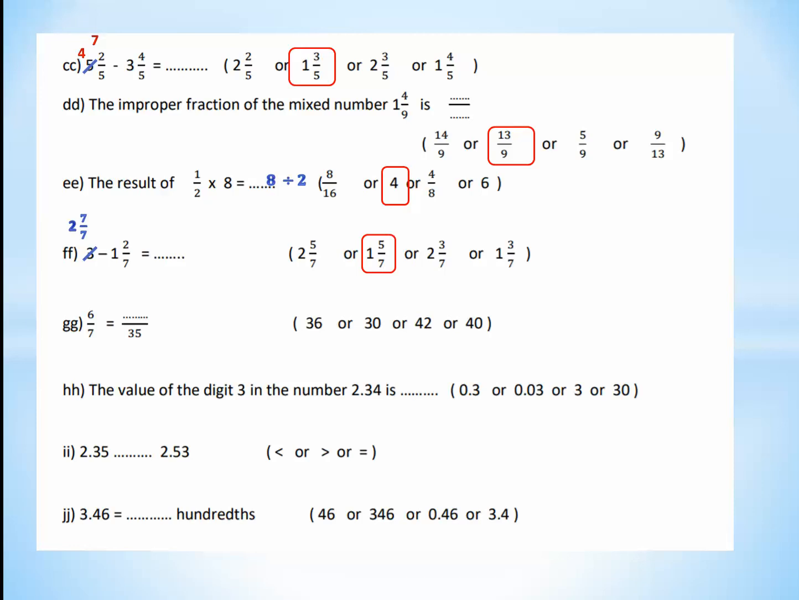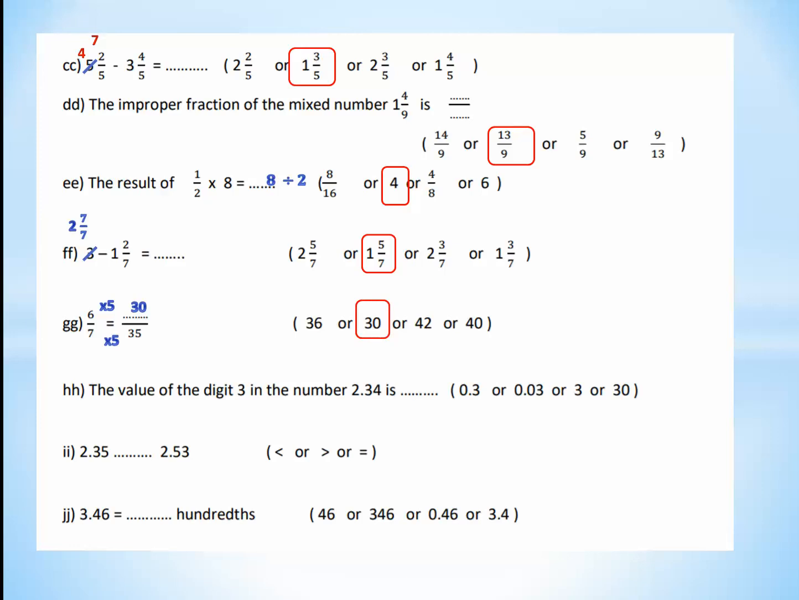6 over 7 equals which number over 35? 7 times 5 equals 35. So we must multiply the numerator by the same number. 6 times 5 equals 30. So the right answer is 30.